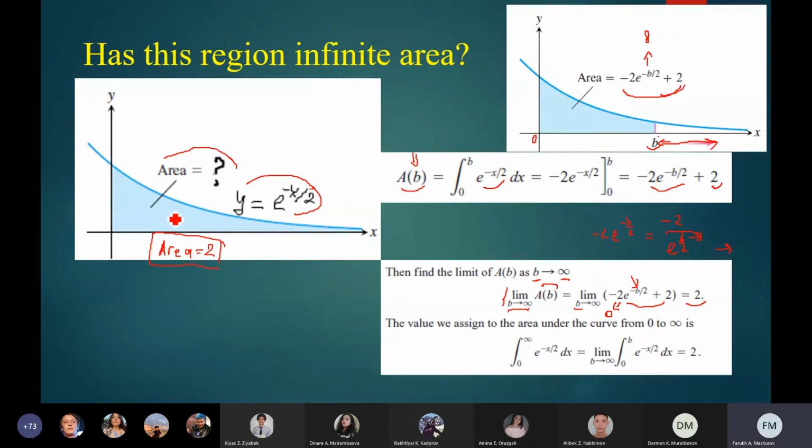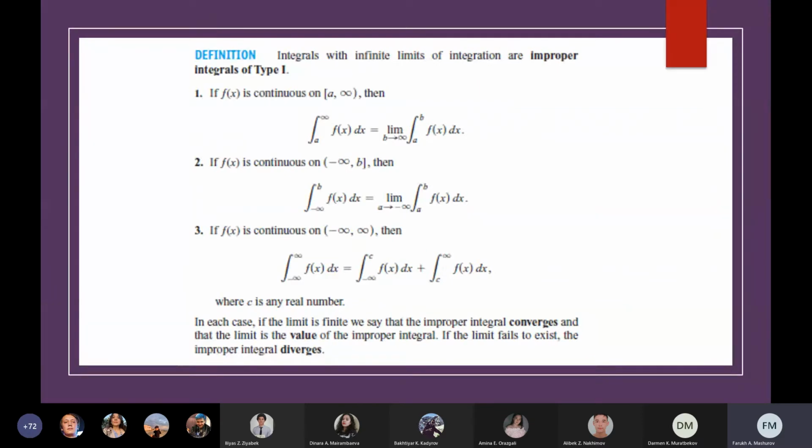So now we found the area of this object. Any questions here? No questions. Okay, guys. So this kind of integral is called an improper integral. If we have infinity or minus infinity in an integral, we call it an improper integral.